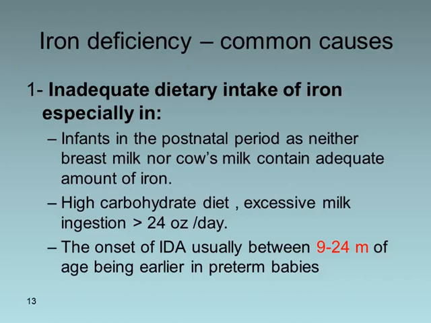Usually, the onset of this iron deficiency anemia starts by 9 to 24 months of age and is earlier in a preterm baby because the stores of the preterm baby are much less than that of the full-term babies.